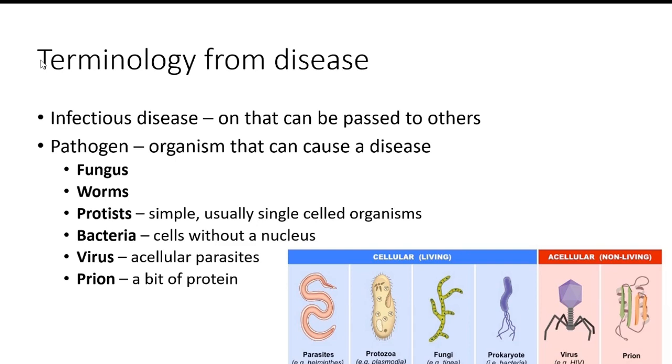Later on this week, we'll talk about various worms that can cause disease. One of the deadliest groups of organisms would be the protists, because malaria currently remains the deadliest disease on the planet. And it's caused by a simple single-celled organism. It's a type of amoeba.